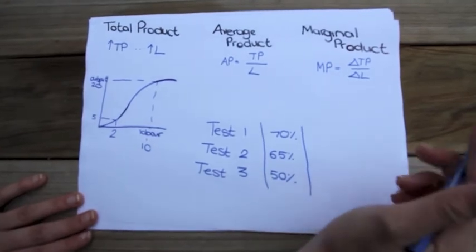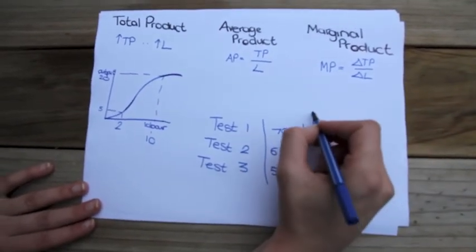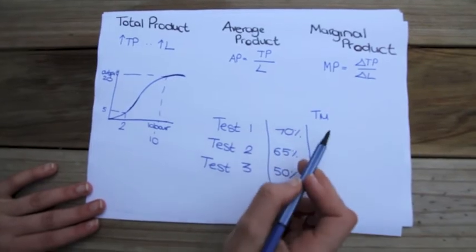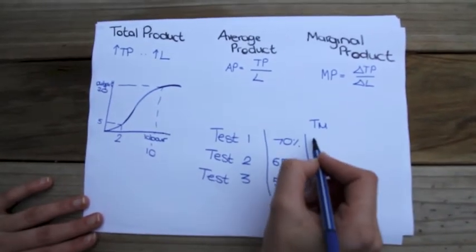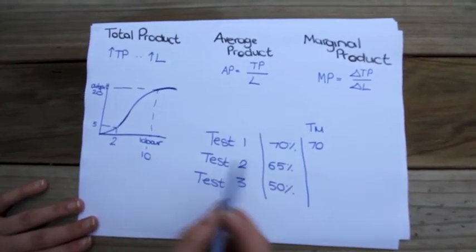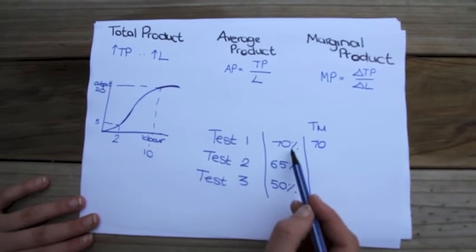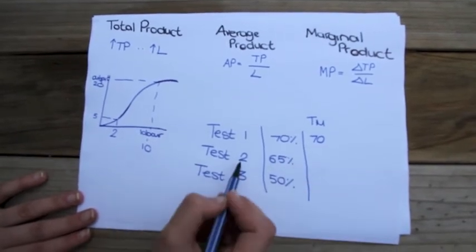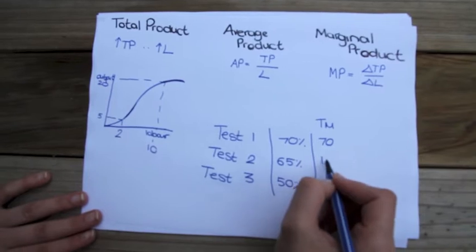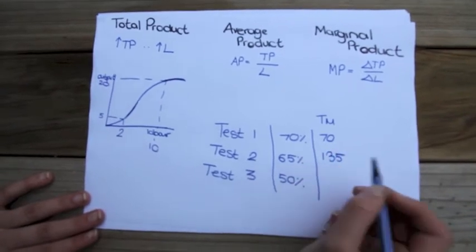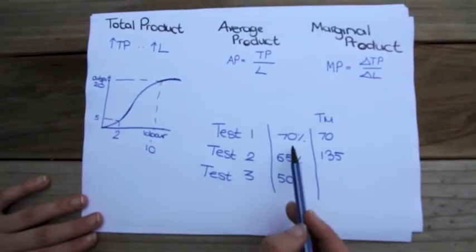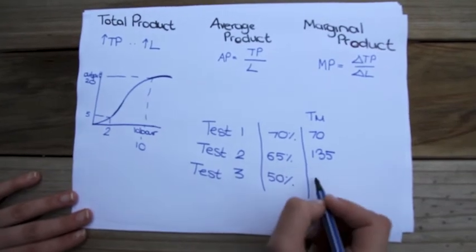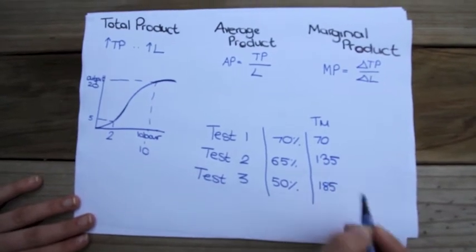Okay, so we're starting with total mark, TM. So my total mark is 70%, 70 here. Now my total mark here would be the 70 plus my 65 that I've gained in test 2, so it would be 135. And over here my total mark would be 70 plus 65 plus 50. So there we've got 185.